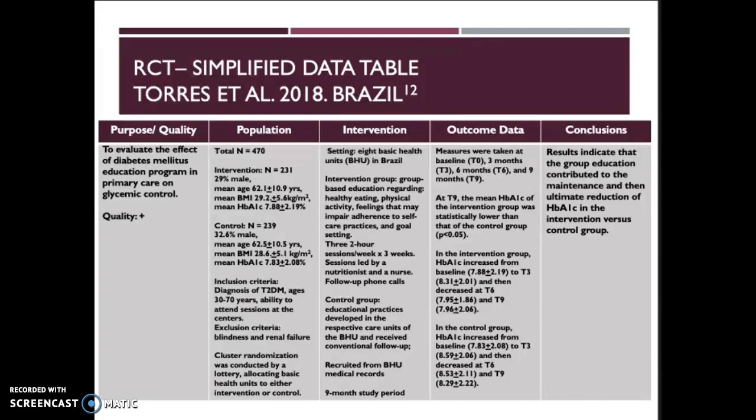The authors concluded that results indicated that the group education contributed to the maintenance and then ultimate reduction of hemoglobin A1C from the 3rd month to the 9th month versus the control group. However, there was still further research to refine the curriculum for this intervention program.